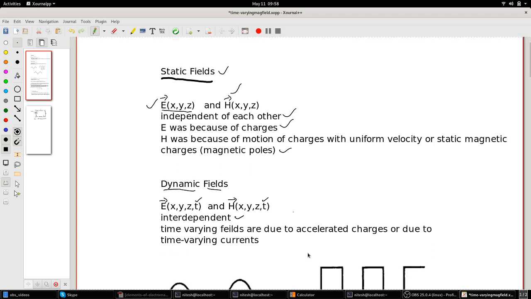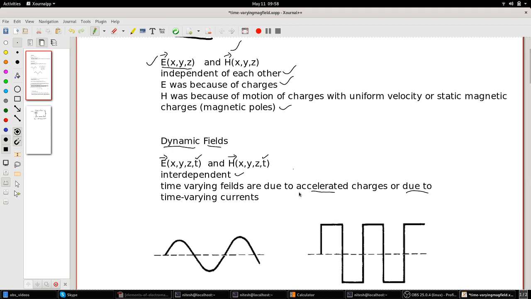And the time varying fields are due to accelerated charges or due to time varying current. So you change the velocity of the charge with respect to time, then you get acceleration, right? When you do that, you get a time varying magnetic field. Same way, if you have a time varying current, it also generates your magnetic or electric field. So there are two conditions in which these time varying fields are generated: accelerated charges and time varying currents.